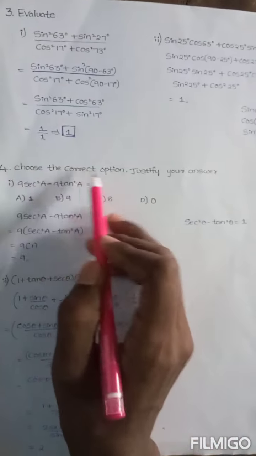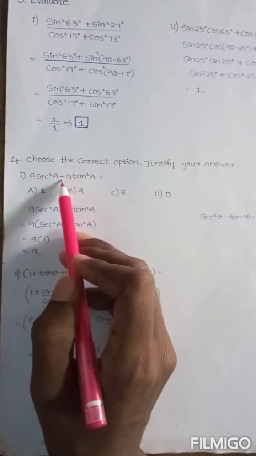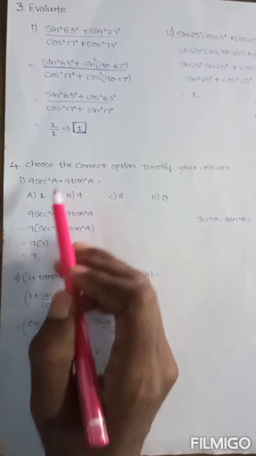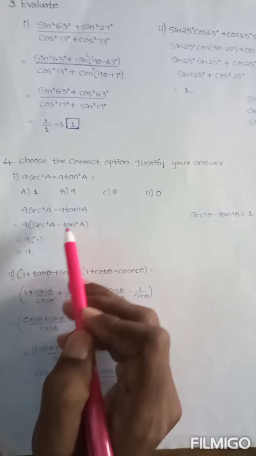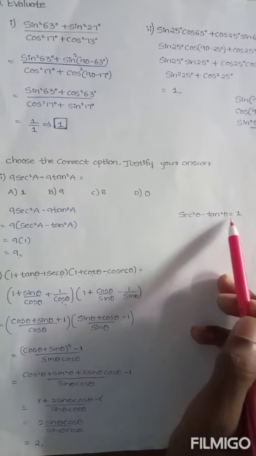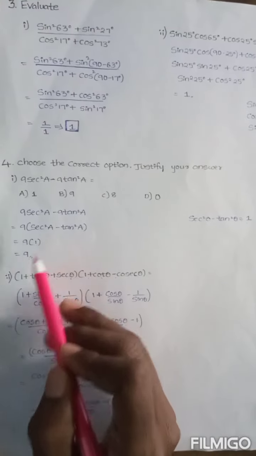Fourth one, choose the correct option and justify your answer. First one, 9 into sec square a minus 9 into tan square a. Here 9 is common in both, therefore taking 9 as common we get 9 of sec square a minus tan square a, that is 9 into 1, because we know that sec square theta minus tan square theta is equal to 1. Therefore substituting 1 here we get 9 into 1, which is 9.